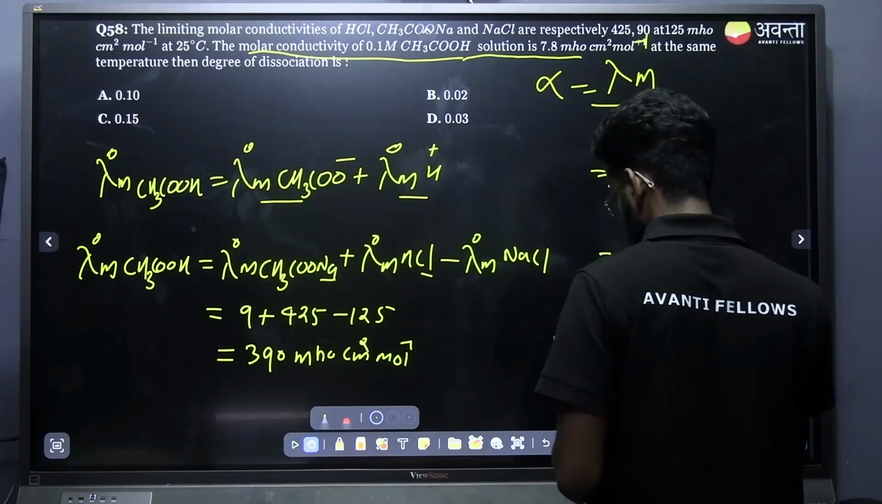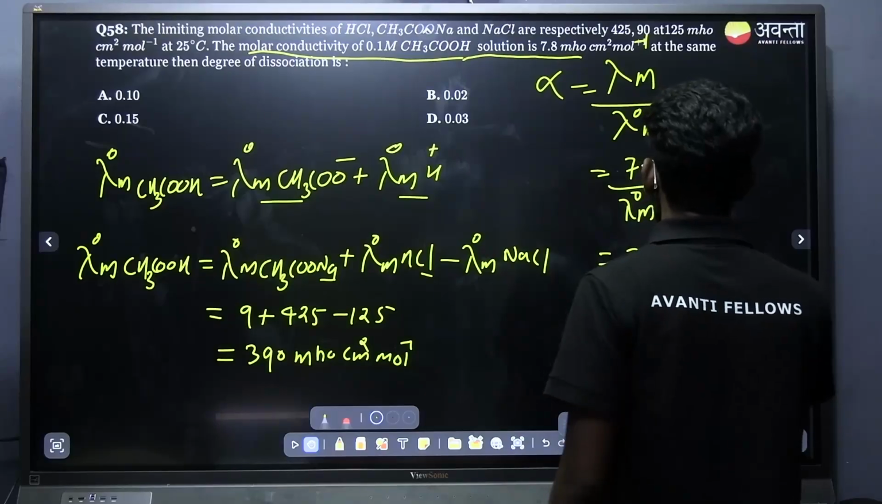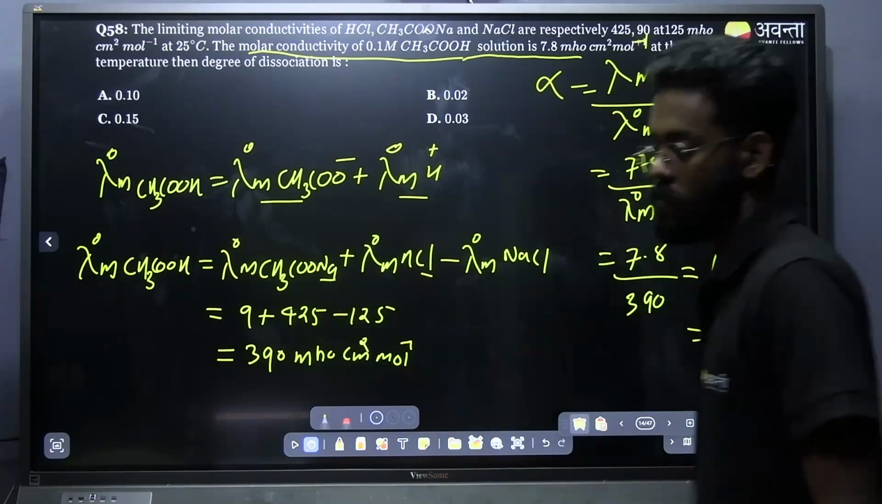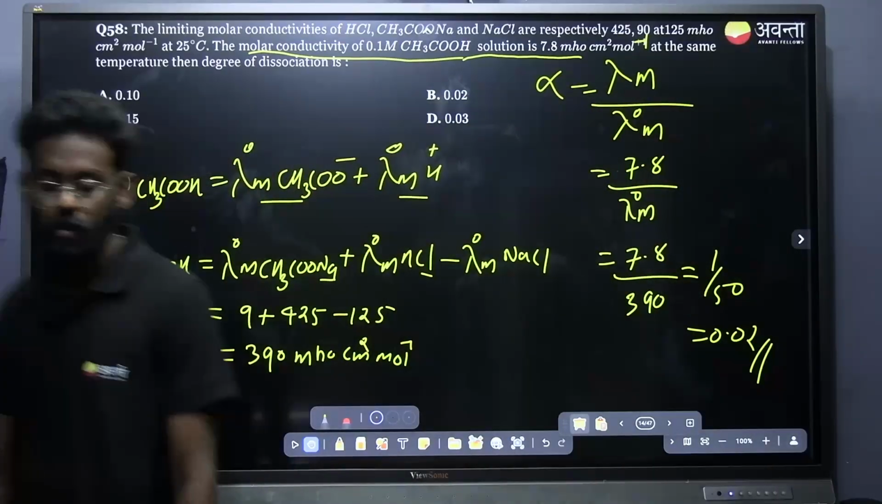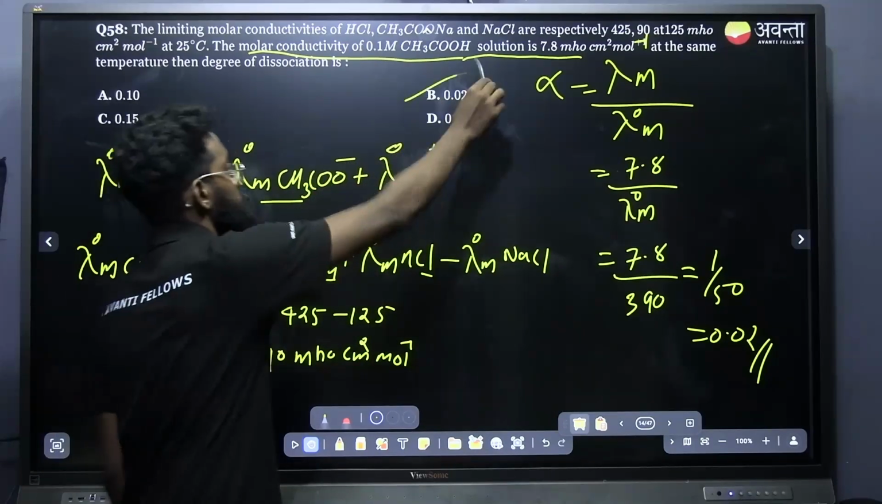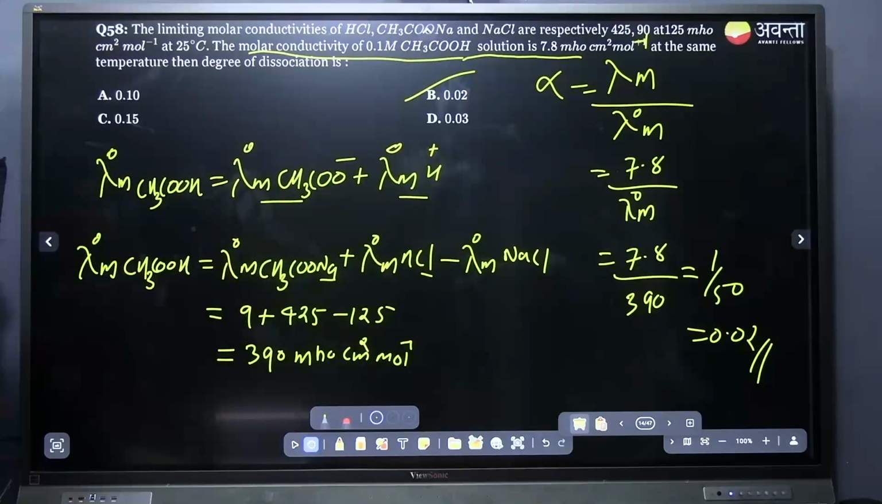What's the final answer you are getting? 1 by 15 is equal to 0.02. Yes. Is this the answer everyone got? Students, is it clear? Anybody have any doubt? Yes, option B is the correct one. Shall I move? Yes.